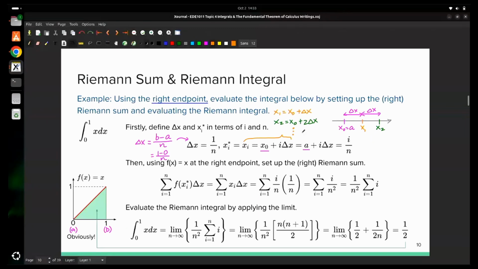But in this case, a is equivalent to 0, for this particular example, integration from 0 to 1. So a in this case is 0, and delta x is 1 over n. Therefore I have i times 1 over n, which will give me i over n. Hold on, I change a bit of color, you'll see. So this thing is here.